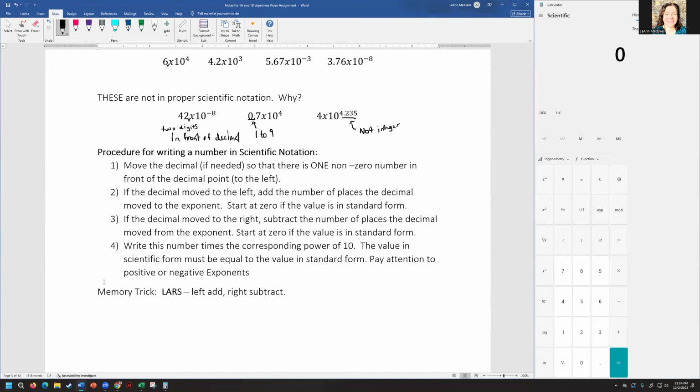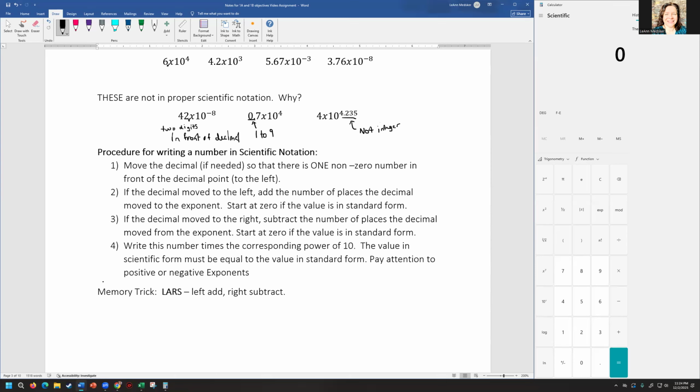If the decimal moved to the left to accomplish that goal, you need to add the number of places the decimal moved to the exponent. Start at 0 if you had a number in standard form. So imagine you had a 10 to the 0 at the end if you had a regular number. If the decimal moved to the right, subtract the number of places the decimal moved from the exponent. So start at 0 again if the value is already in standard form. Write this number times the corresponding power of 10. The value in the scientific form must be equal to the value in standard form.